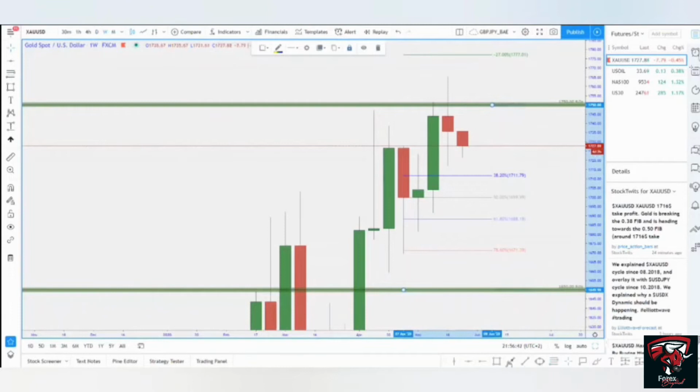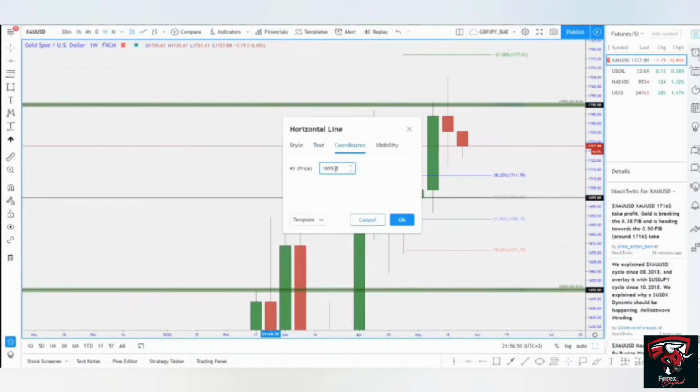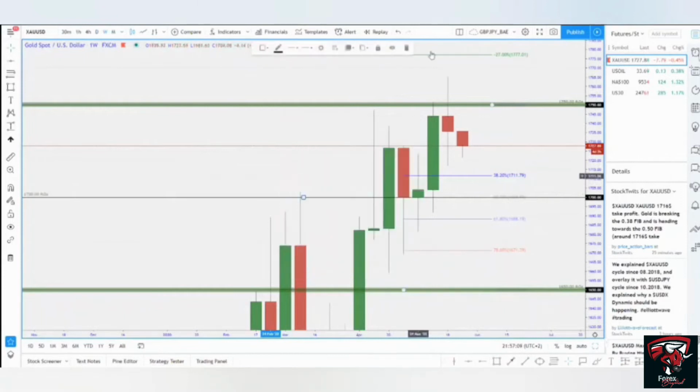And from there, whatever level you have on the 50%, that will be your weekly. Double tap on that, go to coordinates, round it off. If you look at that, that will be 1700 per ounce. And the 1700 goes down. Make sure that it's 1700 per ounce, and that should be on the left, because this is on the weekly. So all the weekly levels should be on the left.